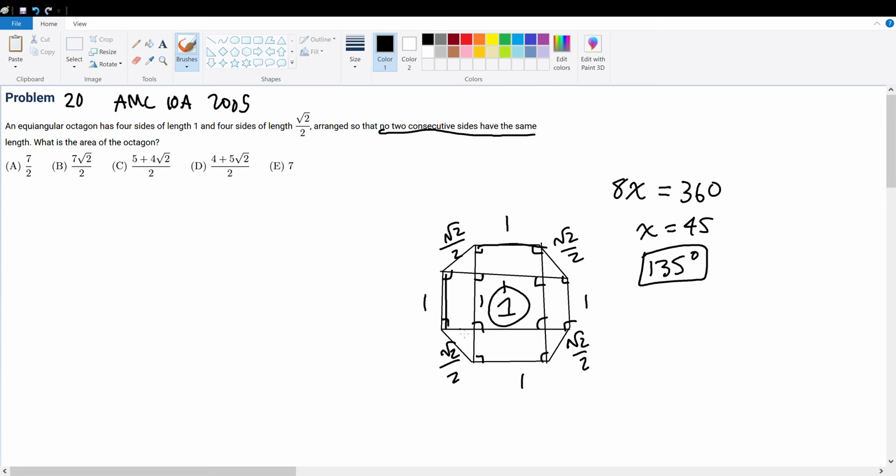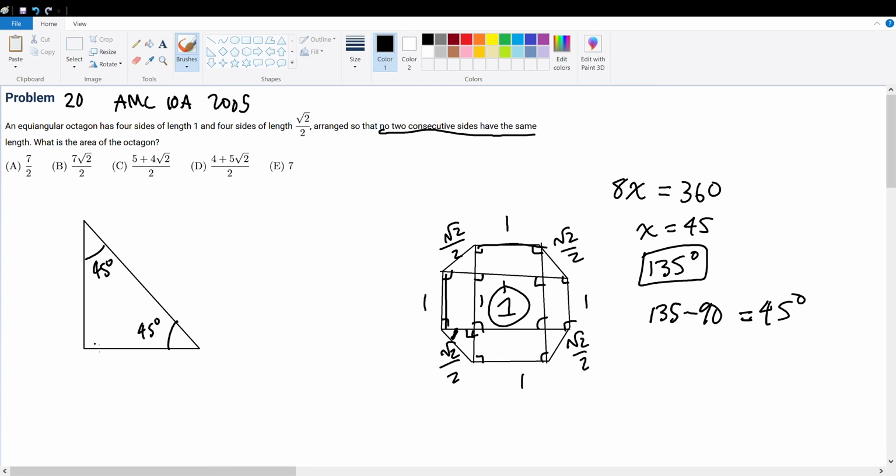And now we're trying to find the measure of this angle of the triangle, because with that we can apply trigonometric properties to find the side lengths. We must subtract the 90 degrees taken by the rectangle from 135, which gives 45 degrees, meaning that we have four 45-45-90 triangles as such. So this will be 45 degrees, this will be 45 degrees, and this will be a right angle. And the hypotenuse will have length root 2 over 2.